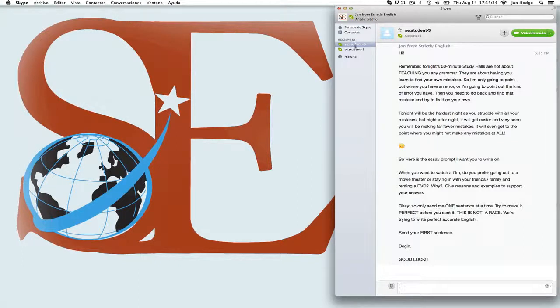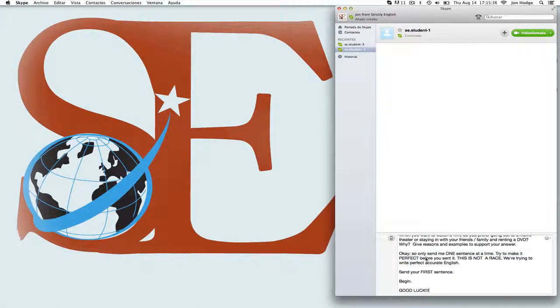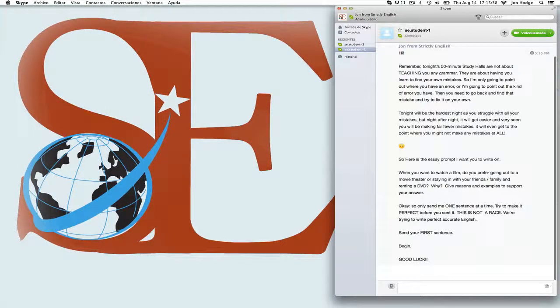So what you're looking at here is the tutor's chat window, and you can see that we have two students enrolled in this class, SE Student 1 and SE Student 2. The first thing the tutor does is send them an introductory message that explains how the study hall will work, that it's a text-based class, and you're going to write one sentence at a time, and we're going to try and make your English perfect sentence by sentence.